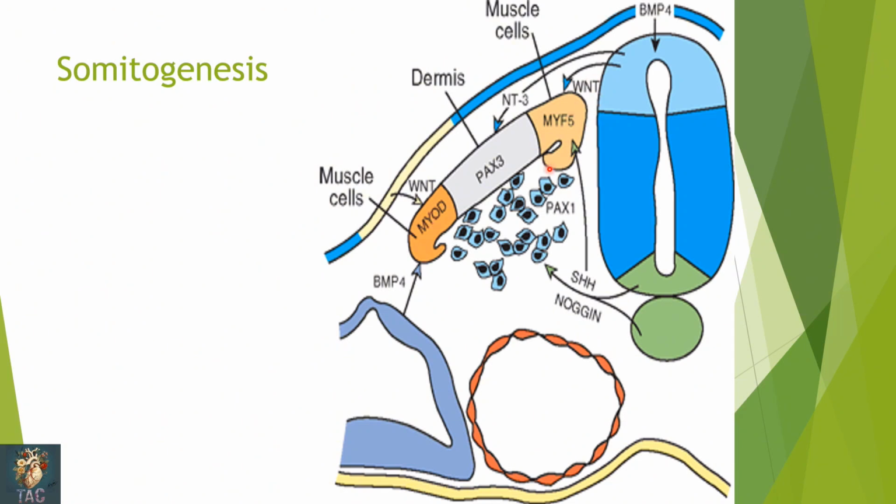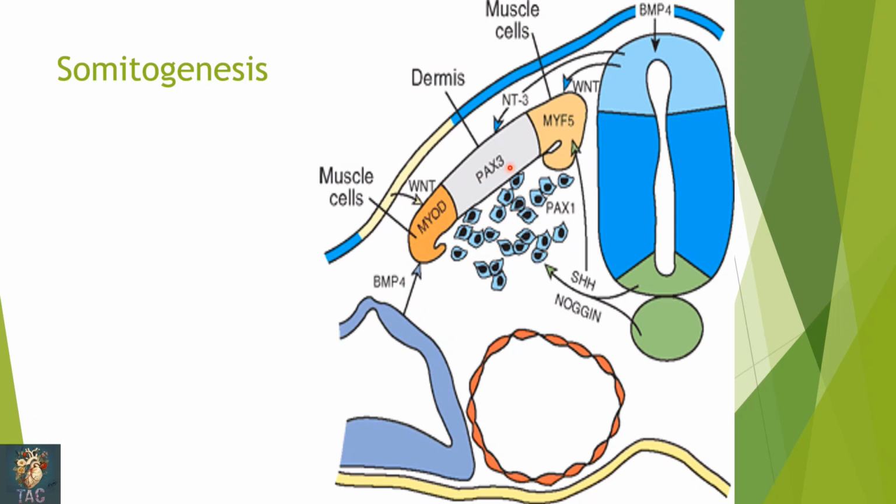myoblast. Similarly, the cells which are present at the dorsomedial lip of the dermomyotome are stimulated by the sonic hedgehog protein, which is secreted by the floor plate of the neural tube and the notochord. Also the WNT protein, which is secreted by the distal part of the neural tube, is activated by BMP4 again from the surface ectoderm. So this WNT and sonic hedgehog, these two proteins activate the myogenic factor 5 in this dorsomedial lip, and as a result of its activation, this area will differentiate into myoblast.